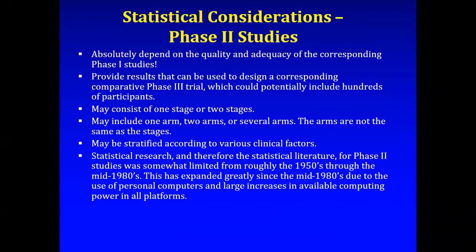What has kind of fueled the growth of 2-stage phase 2 studies is an increase in computing power, because to design those, it's based on probabilities, but we need computers to help us calculate the probabilities and the design characteristics. And up until the mid-1980s, statistical research was very limited on phase 2 studies, and there was very little about two-stage designs. Most of it was just focused on single-stage phase 2 studies.